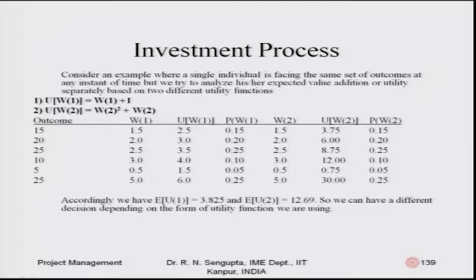Now, the outcomes are the outcome numbers, not the outcome values, and they are given in the first column. Then in the second, third and fourth columns, we have the values of investment W, that means 1 rupee, 2 rupees, 3 rupees and so on. U_W1 is given in the third column, showing how you find the utility corresponding to the W values. And the fourth column, P_W or the probability, corresponds to the outcomes which you have. So, if you find the total sum here, in this case, I will just highlight it.